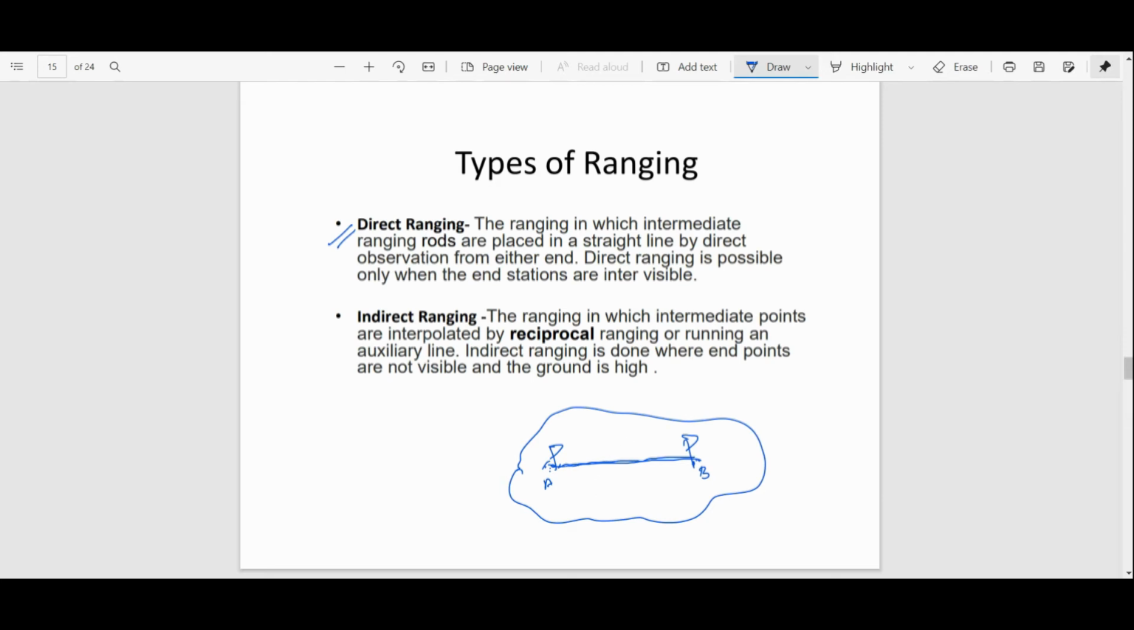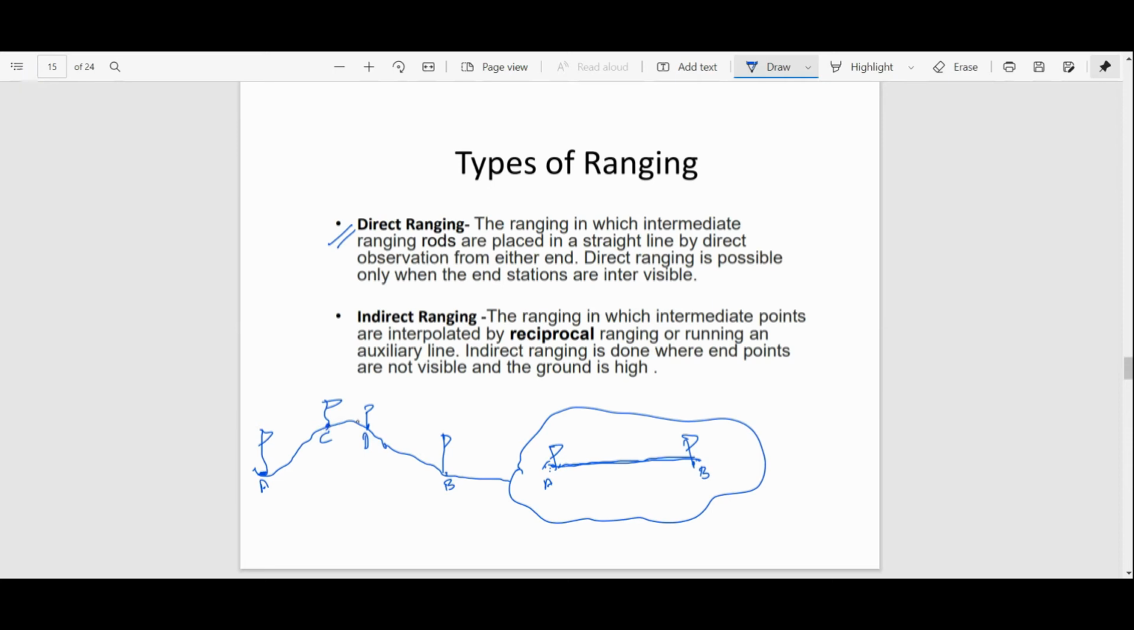But when we talk about hilly area, such conditions are not possible. Suppose this type of topography is there. Suppose this is point A and this is point B. This is one station point and this is the second station point. Now the person standing at A is not able to see the person standing at B. So in that case, we have to establish some intermediate points from where these two main station points are visible to us. So this is point C and this is point D.